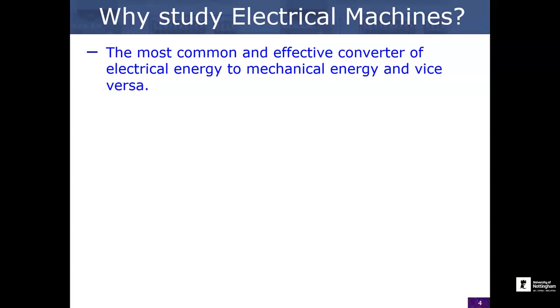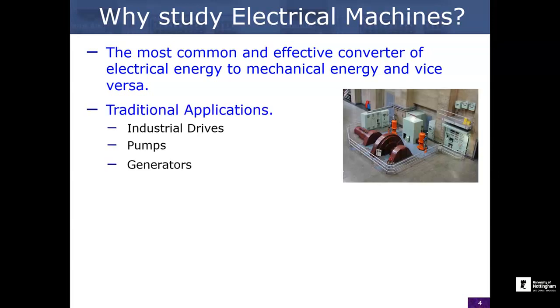So the reason we look at electrical machines is they're the most common and effective energy converter between electrical and mechanical. So electrical machines are the most common energy converter, and they're also the thing that takes the most power of anything on the grid. So 45% of the UK grid, for example, goes to feeding electrical machines. So it's a huge part of our grid makeup, and these machines are doing all kinds of things, anywhere where we need some kind of mechanical power, directly or indirectly supplied.